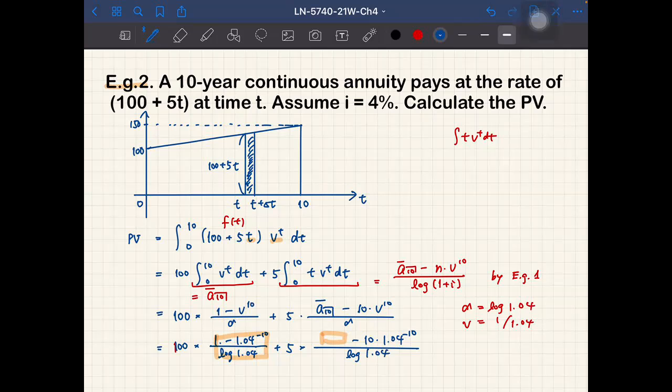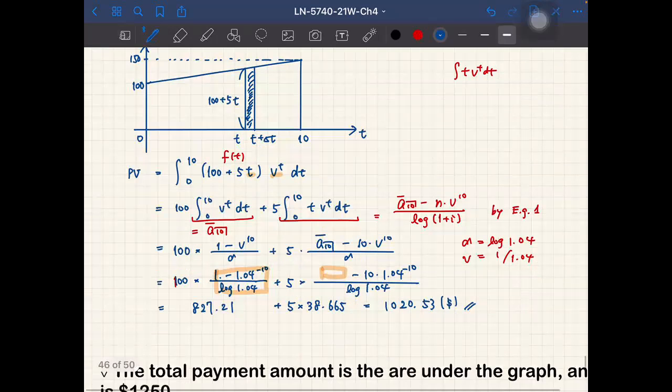Then this is equal to, the first term is 827.21, and the second term is 5 times 38.665. So about 200, a little less than 200. And this is actually equal to $1,020.53. Yeah, so now we got the answer, 1,020.